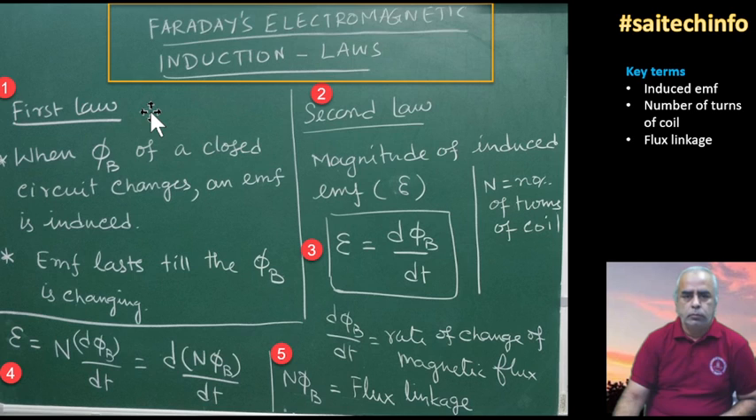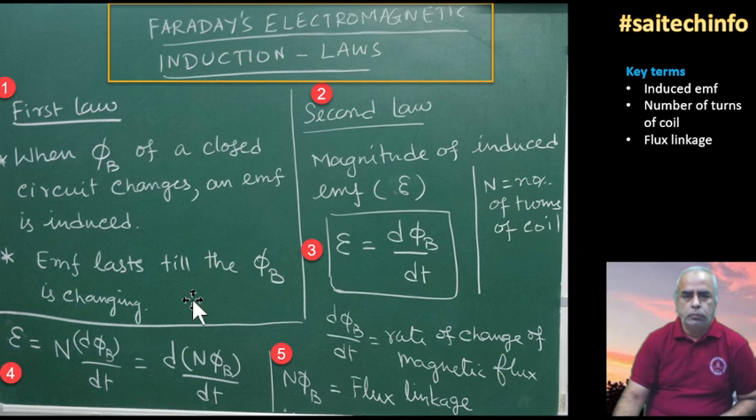And this induced EMF lasts till the phi b, what is that phi b? Which is nothing but magnetic flux is changing. So the essential condition for a magnetic induction, that is for an electromotive force to be induced, what should undergo a change? Phi b should undergo a change. So there should be some change in the magnetic flux. Okay, and this induction continues till the phi b is changing. When there is no change, the EMF induced also stops.